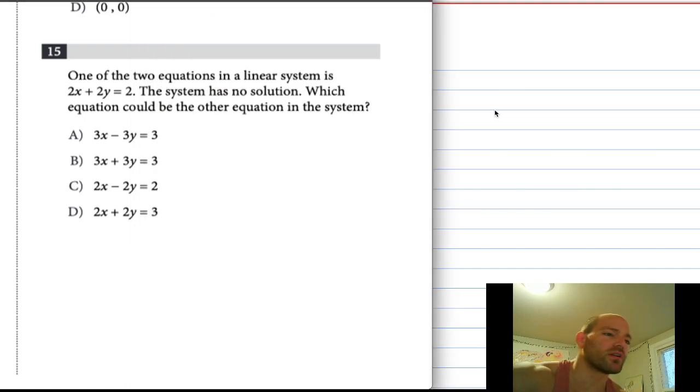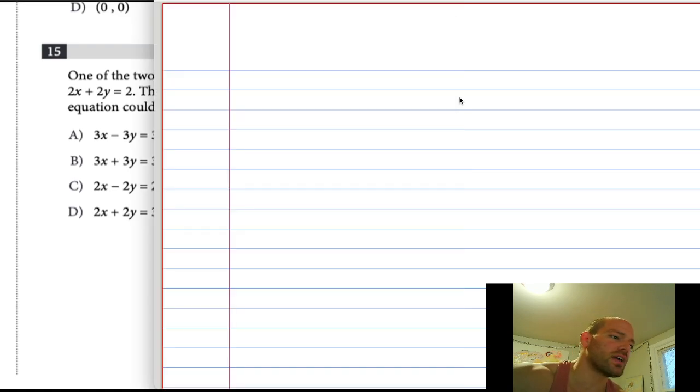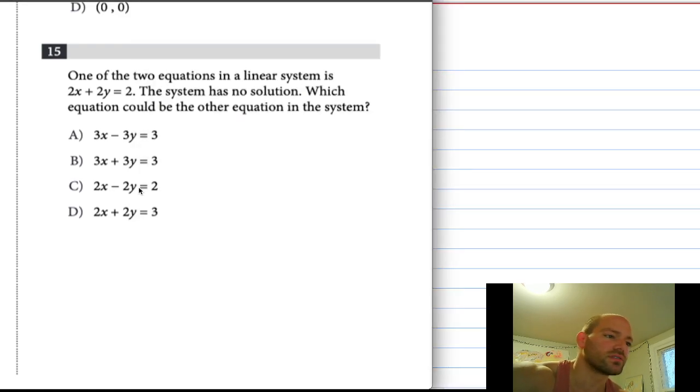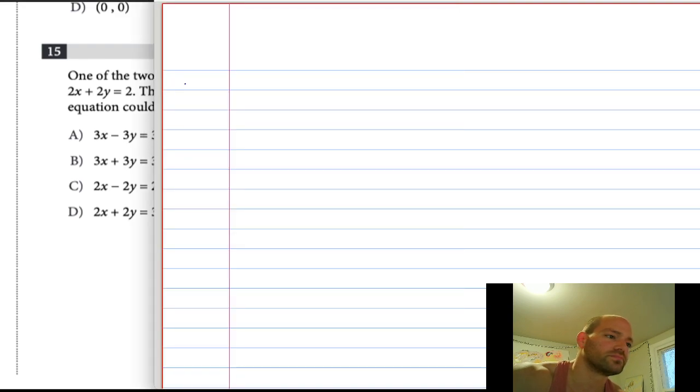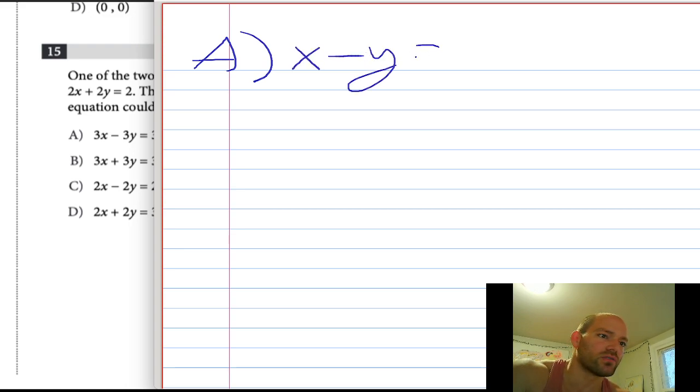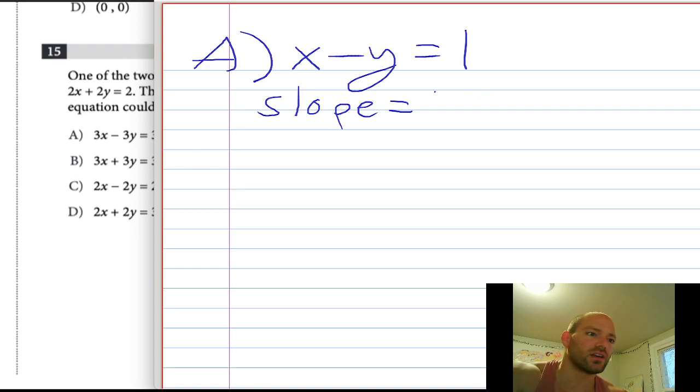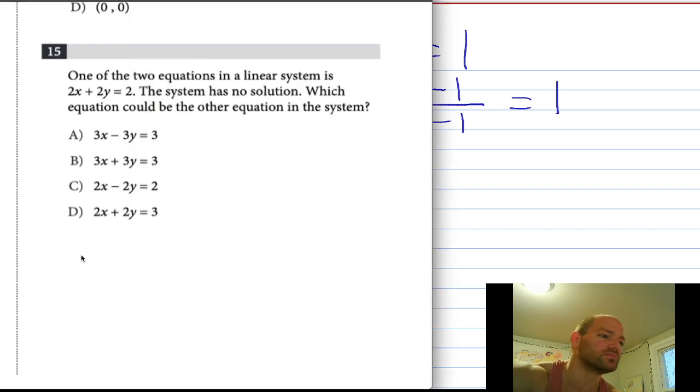Choice B we already got rid of. Let's look at choice A. 3x minus 3y equals 3. Which actually we can divide both sides by 3 of that one and get x minus y equals 1. Okay. So what's the slope of this one? Well, negative a over b. Here our a is 1 and our b is negative 1. So our slope is negative 1 over negative 1. Slope is 1. That's not going to be it. We want to have a slope of negative 1.